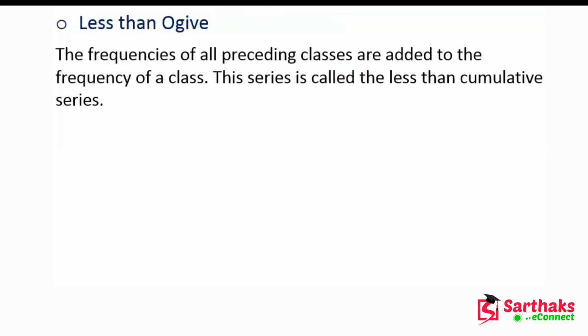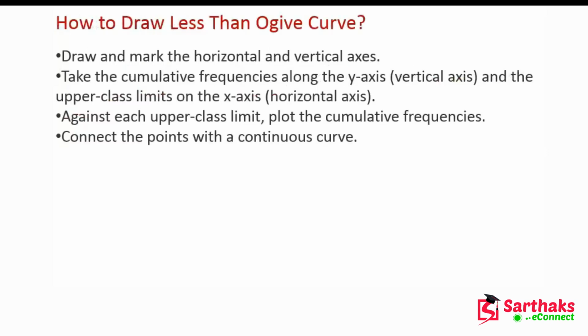If we talk about the less than ogive, in this case the frequencies of all preceding classes are added to the frequency of a class, which is called the less than cumulative frequency. Now, how to draw the less than ogive curve?